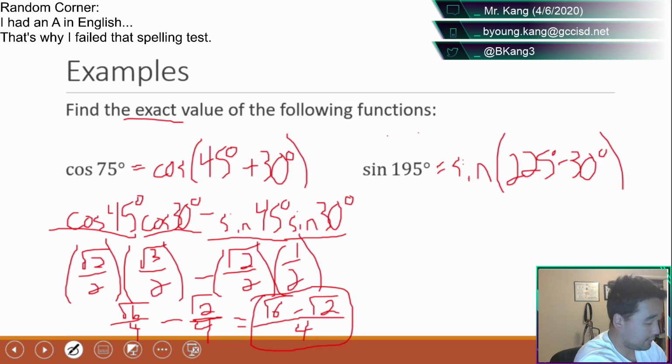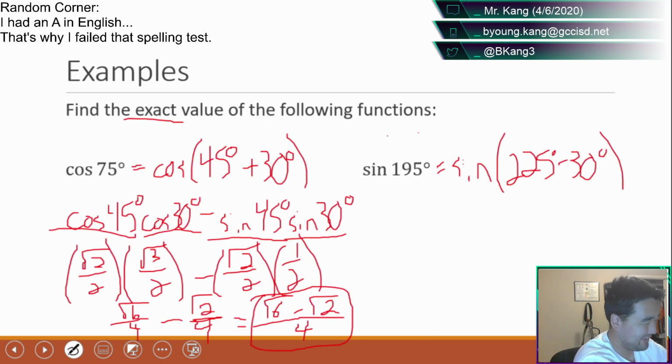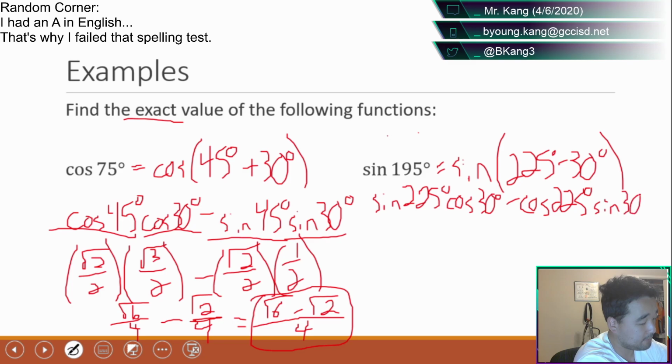So that formula, and you look back here. Pause for a second for those of you. Okay. Sine 225 cosine of 30 minus cosine of 225 sine of 30.